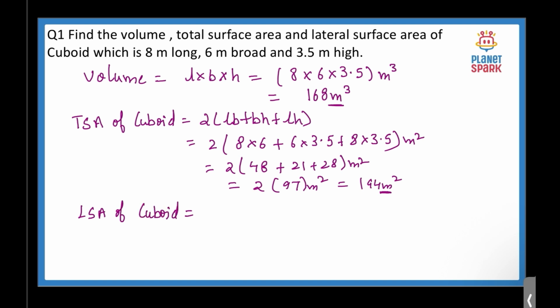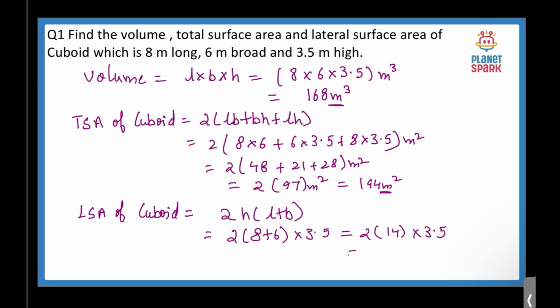Marks cut हो जाते हैं, and I don't want my Planet Sparkians to even lose half a mark in their exam. Now, LSA of cuboid, that is the area of 4 walls, is 2h bracket L plus B. Over here, h is 3.5, L is 8, and B is 6. So I have 2 into 8 plus 6 is 14 into 3.5. 2 into 14 gives us 28, and 28 into 3.5 will give us 98 meters square.